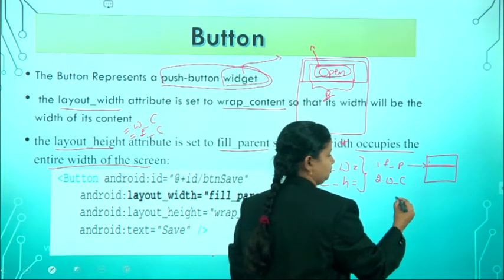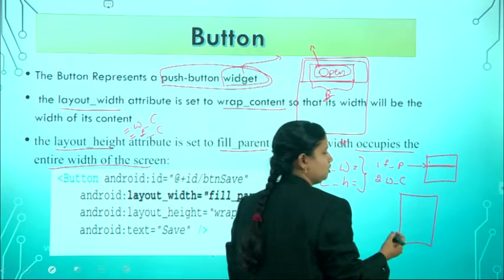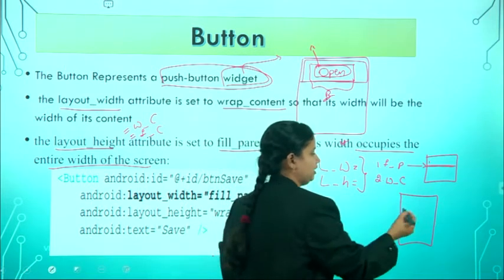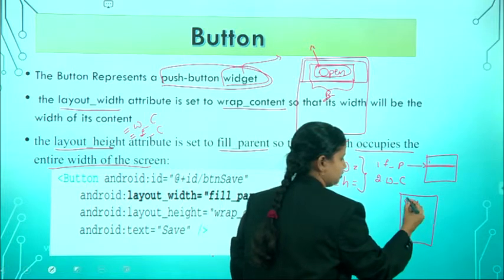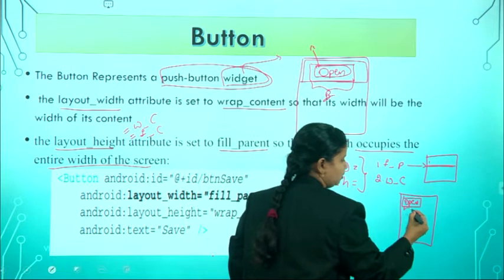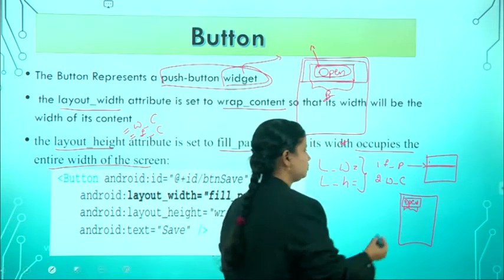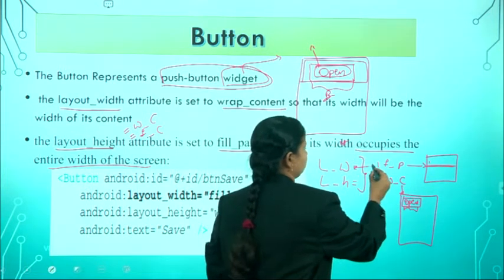In the same way, what does wrap content mean? Whatever contents are available for that button. So if the button name is open, the width is only allocated to these contents. The width is only allocated to the name that is specified for this button. This is for width.